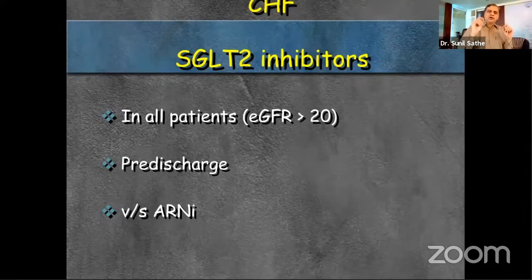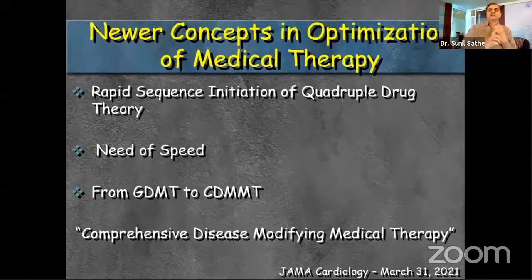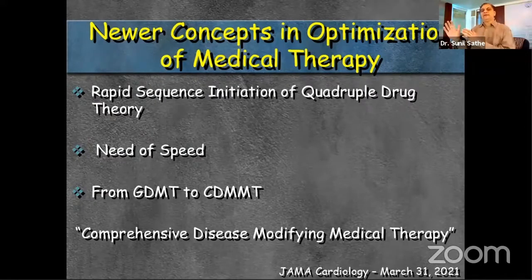The current concept which has come in the recent papers is a new concept in optimization, rapid sequence initiation of quadruple drug therapy. That means beta blockers, ARNI, SGLT2 inhibitors, and eplerenone. That means MRAs. Okay, now, what does this mean? We need speed of giving drugs. The whole concept has changed from goal-directed medical therapy to CDMMT, that means comprehensive disease modifying medical therapy.